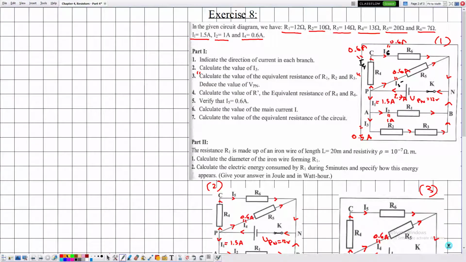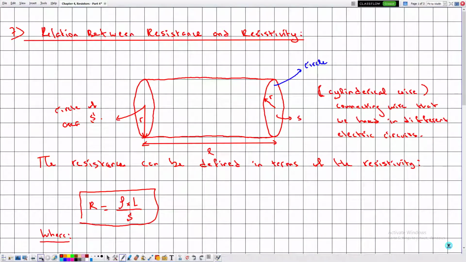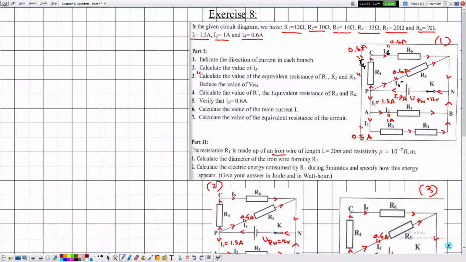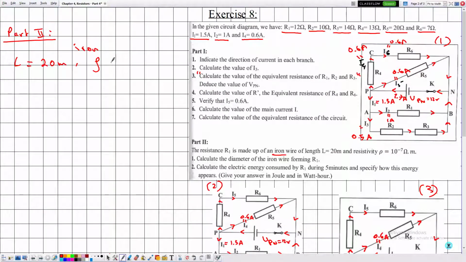They are telling us in part 2 that the resistance R1 is made up of iron. Now, in the previous table that I have presented, we don't have the material, which is iron. However, here they gave us the resistivity of iron. So we are in part 2 of this exercise. The length L is equal to 20 meters. The material we are using is iron, which is a conductor of electricity. And the resistivity rho, sometimes we use this symbol in mechanics for density, but here we are using it for resistivity, and it's given in the SI to be 10 to the power minus 7 ohm meter.